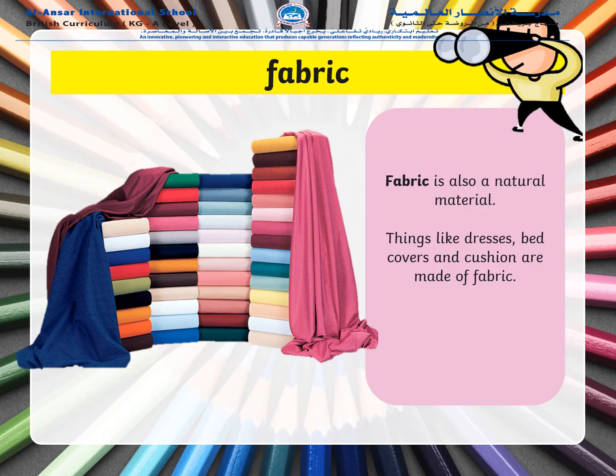Here, fabric is also a natural material. Things like dresses, bed covers, and cushions are made of fabric. Where do we get it from? We get fabric from lots of natural things, like plants such as the cotton plant and bamboo plant. Silkworm cocoons also produce silk threads that are used to make fabric. We get a lot of fabric from nature.